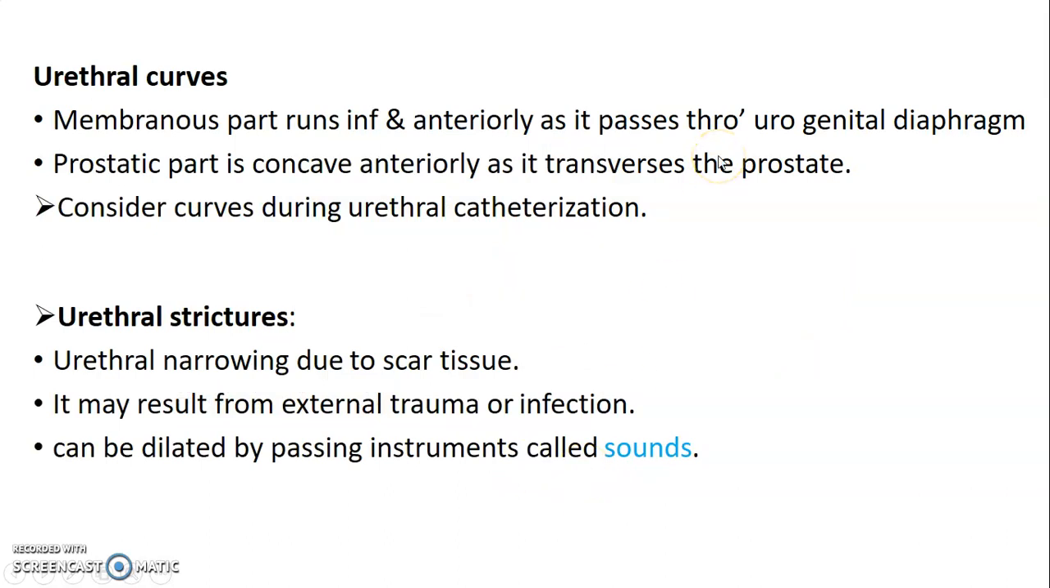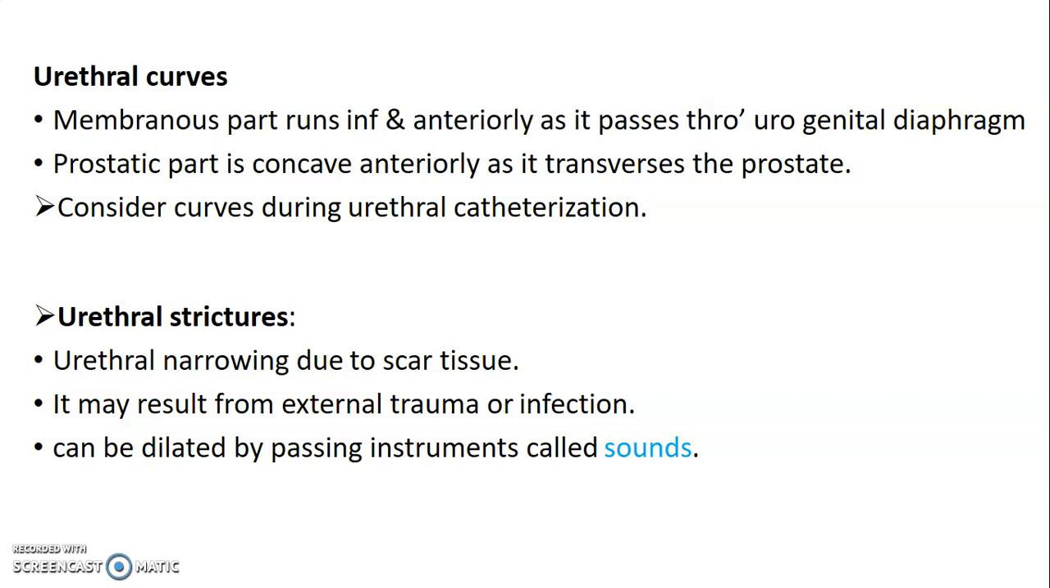The urethra has curves, so you need to remember that because these curves of the urethra will be important during catheterization of the urethra. So the membranous part usually runs inferiorly and anteriorly as it passes through the urogenital diaphragm, while the prostatic part is concave anteriorly as it traverses the prostate.